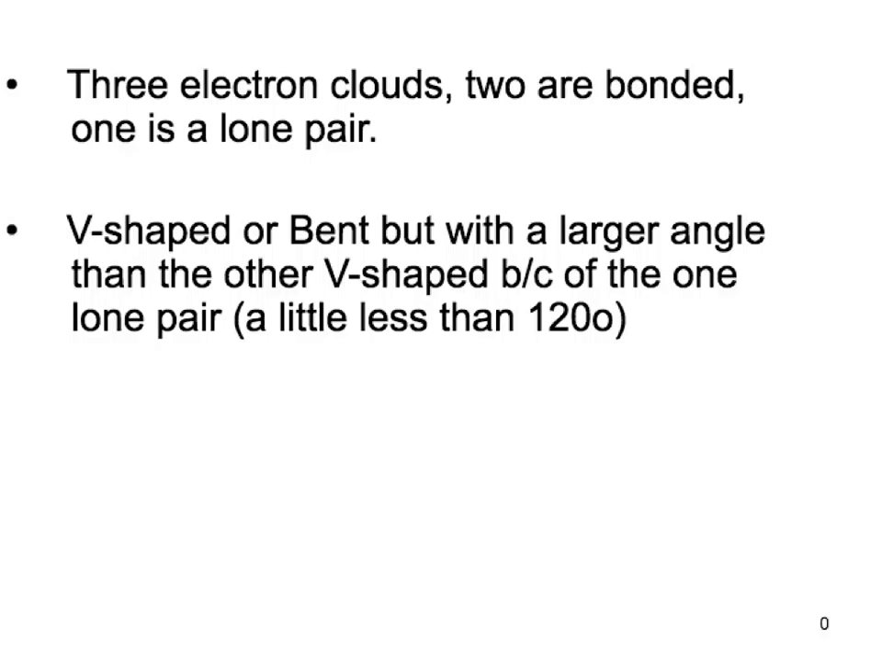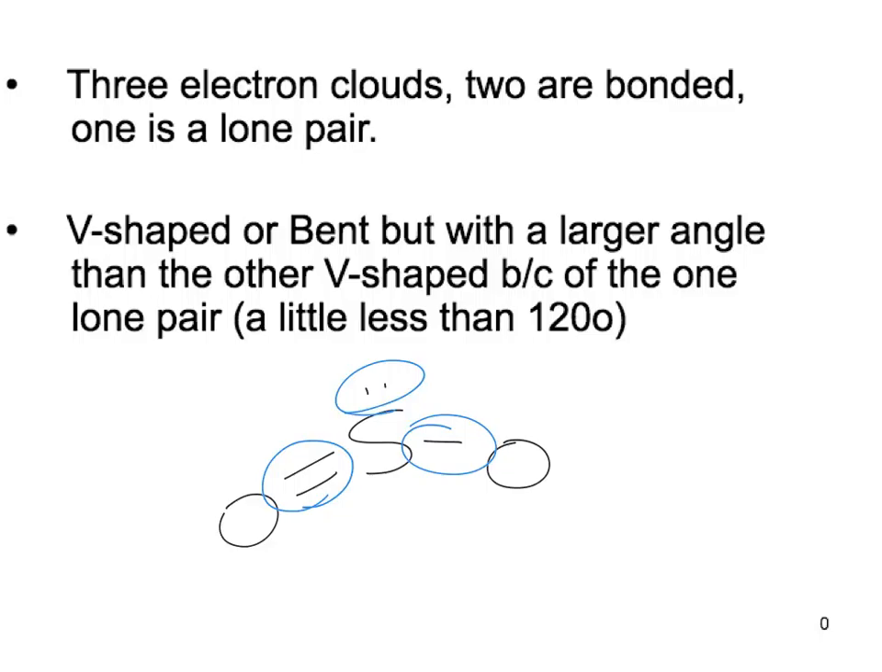We also could have 3 clouds and 1 is a lone pair and 2 are bonded. And so you see 1, 2, 3 clouds around that central atom, 2 are bonds, 1's a lone pair. That gives you a V shape also, or bent or angular. But the angle's a little different. It's a little less than 120. Again, you should follow along on that sheet.